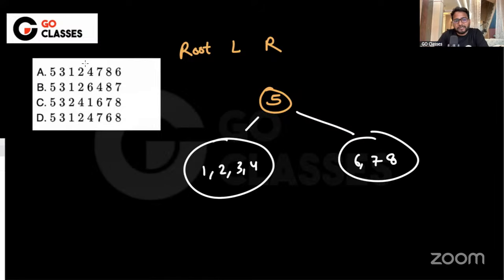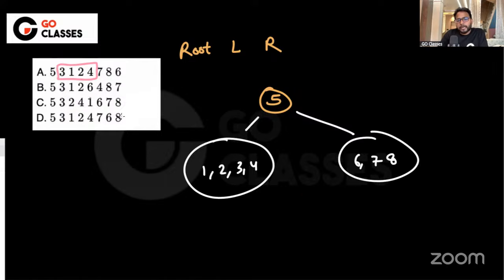So let's just deal with this small part, 1 2 3 4. I will deal with these two parts separately. So 1 2 3 4 I will deal with separately, and 6 7 8 I will deal with separately. Okay, so let's deal with 1 2 3 4 first. Currently I'm doing option A.